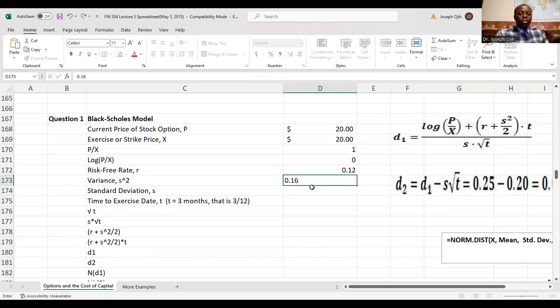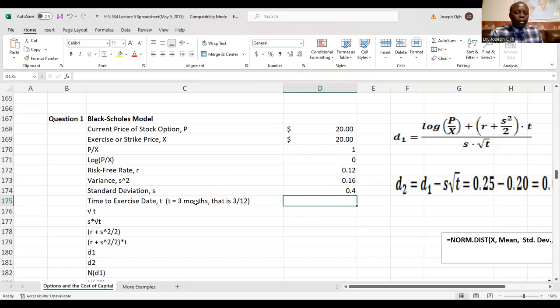Standard deviation is always the square root of variance. We know that from our statistics class. So I'm going to find the square root. The Excel formula for square root is: put an equal sign, type SQRT, which is the square root in Excel. Double click and then click on that variance. The square root of the variance gives us the standard deviation. Press the enter key.